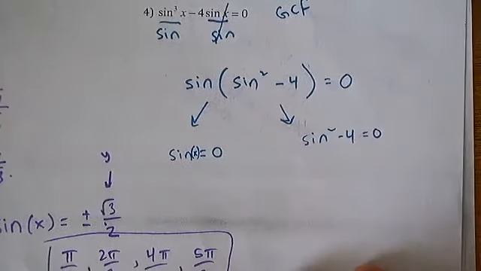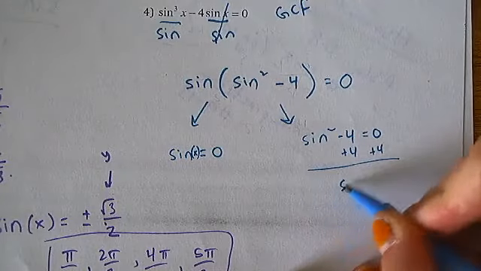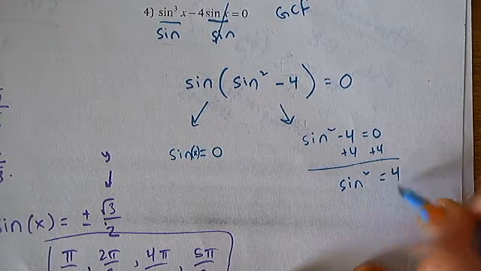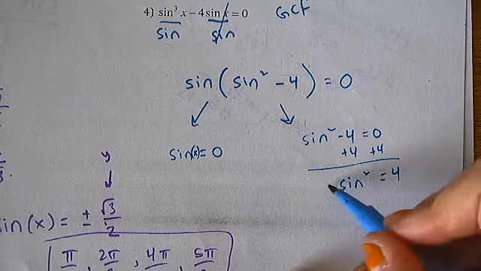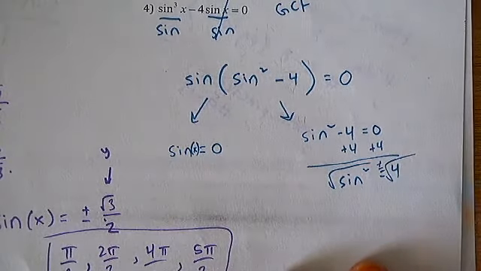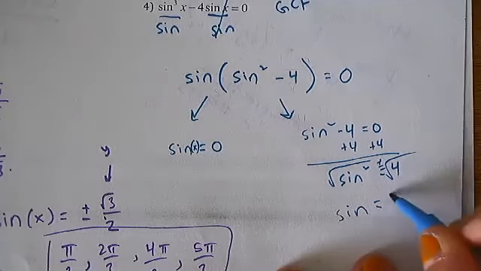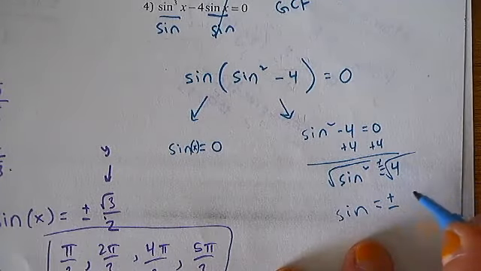Let's go ahead and solve for this one. I'm going to add 4. So sine squared equals 4. Sine still isn't by itself, so I need to square root both sides. And remember that we always add a plus minus. Now I have sine by itself, and it's equal to positive and negative. What's the square root of 4? 2.